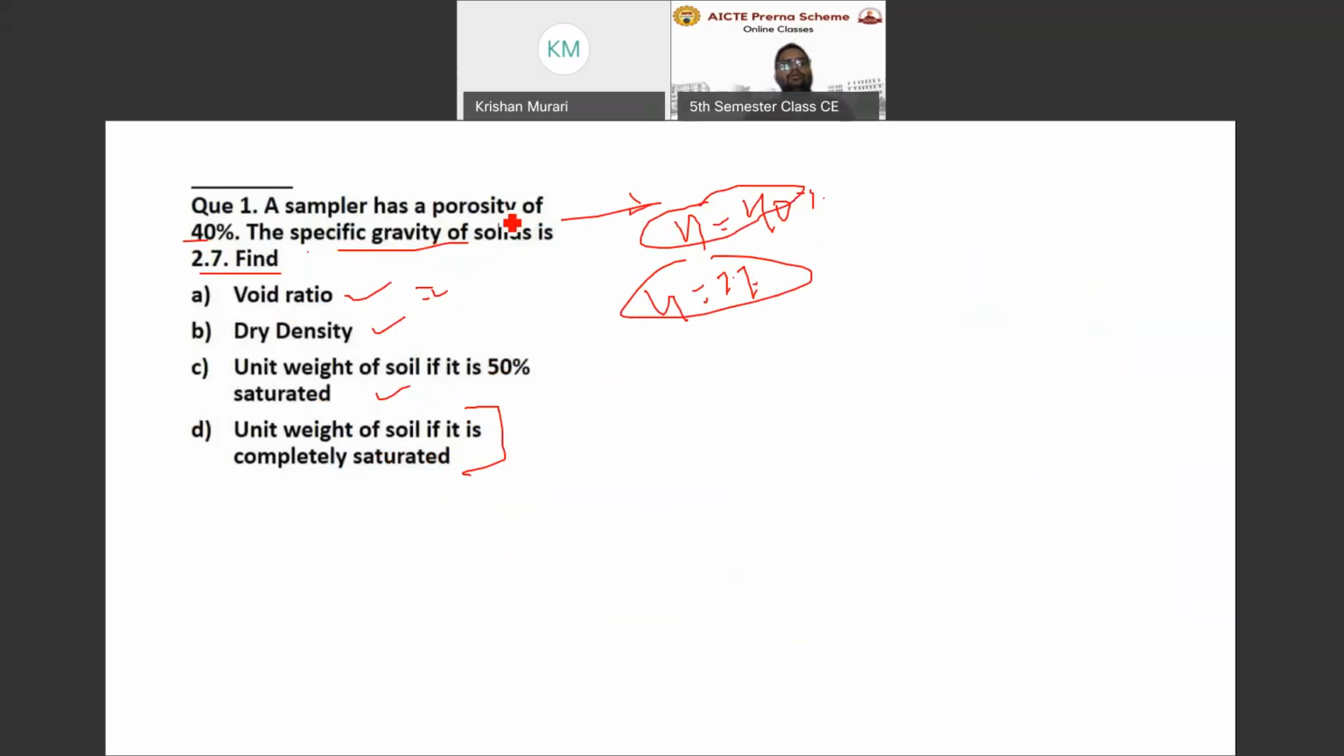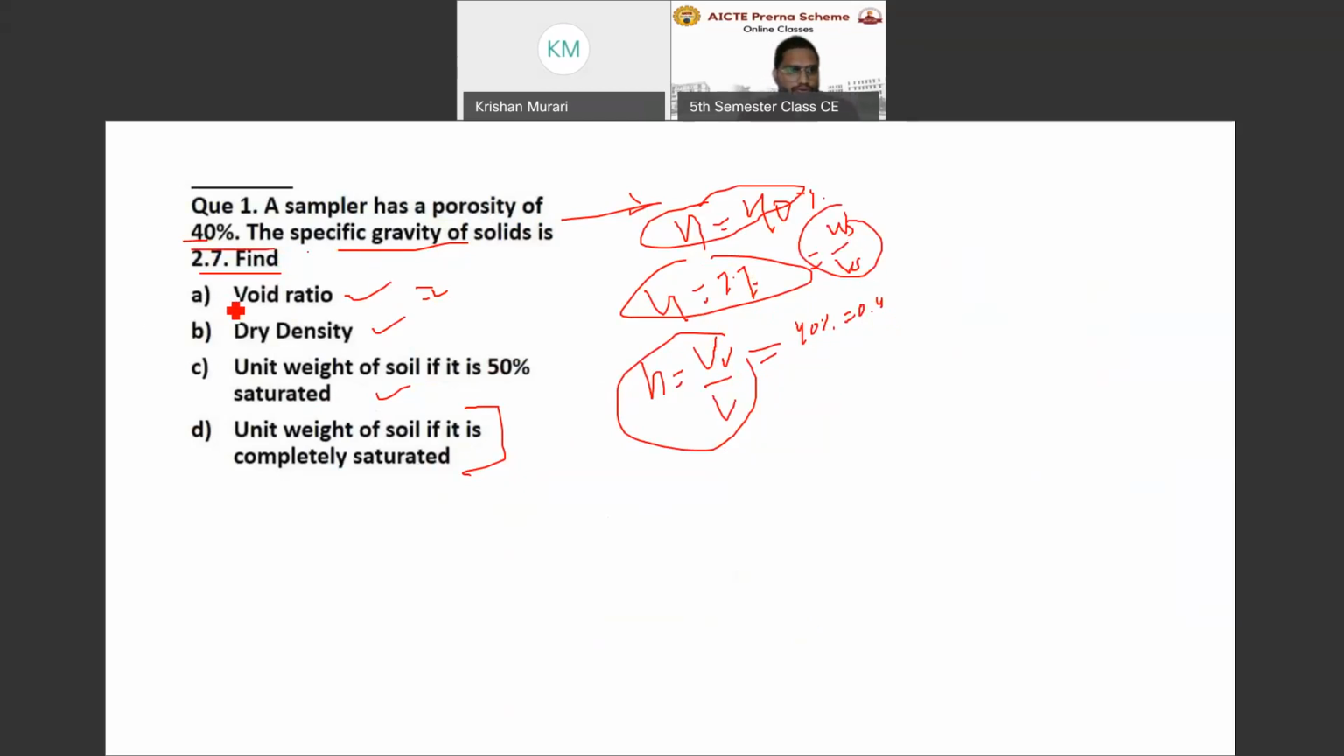Actually, what is the given data? Porosity is 40%. So, what is the porosity? The porosity is the volume of voids upon total volume, that is given to you. That is 40%. You can write it also 0.4. That is the given data. Second is specific gravity, that is the weight of solid upon the volume of solid. This data is also given.